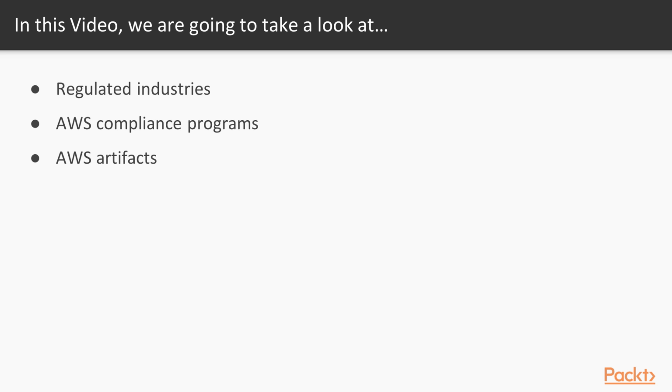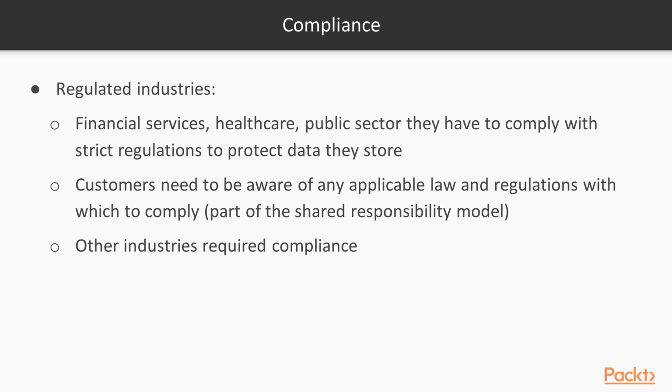Here we are going to review different regulated industries that apply the AWS compliance programs and where to find AWS artifacts. There are strongly regulated industries like financial services, healthcare, public sector, and they have to comply strictly with regulations to protect data, customer data or citizens' data, etc. So the customer needs to be aware of any applicable law and regulations to comply. So remember the shared responsibility model. If you are an AWS customer, you also have to take into account any kind of law or regulation that applies to your infrastructure.